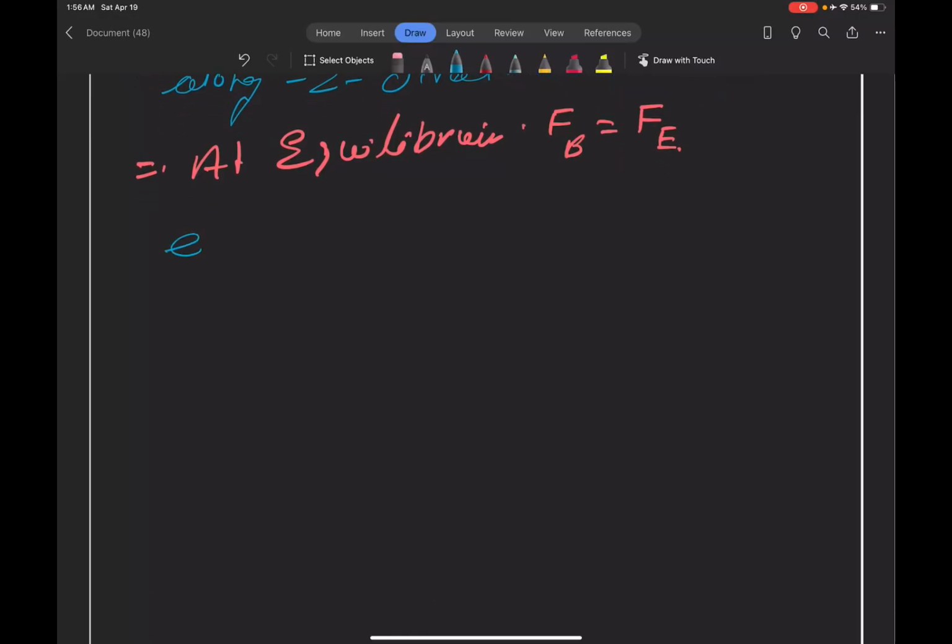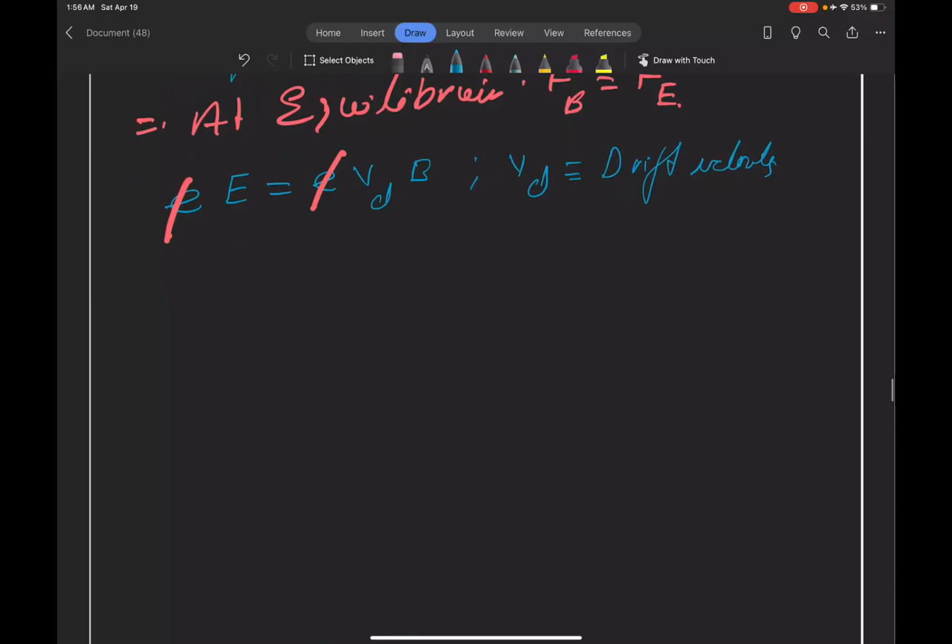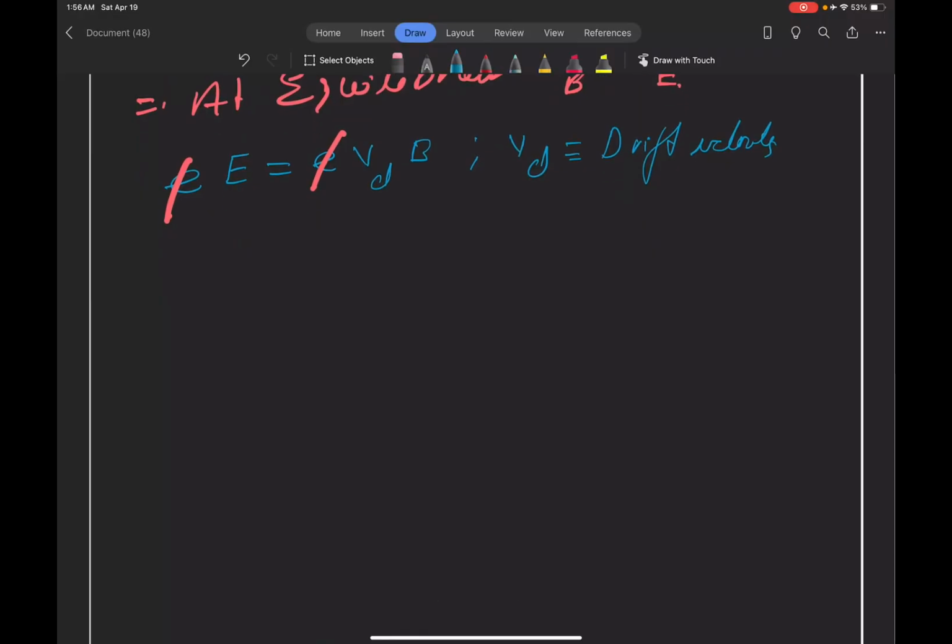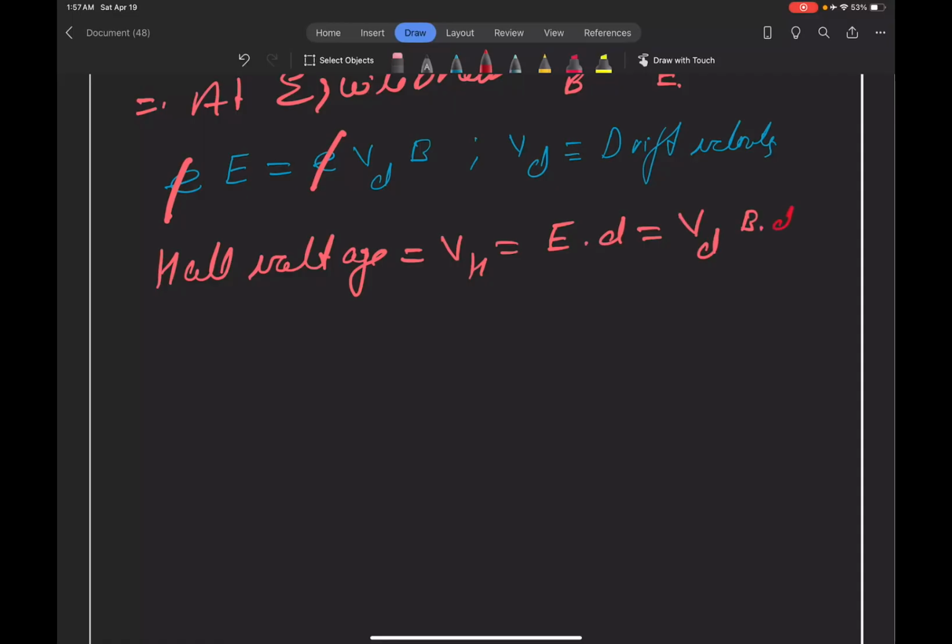So therefore we can write the electric field force, eE, is equal to e times the drift velocity multiplied by the magnetic field. And here this Vd is our drift velocity. So e and e cancel out, and we can say that the Hall voltage VH will be equal to the electric field multiplied by distance d, and this gives us Vd B multiplied by d. And we already know the relationship between the current and drift velocity.